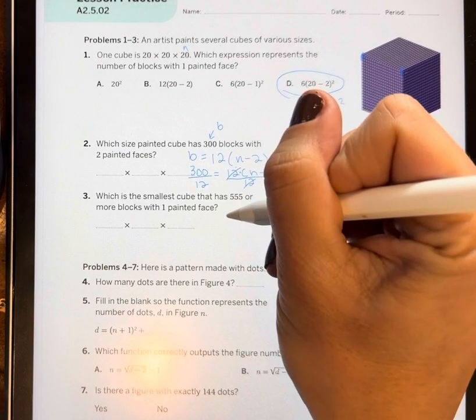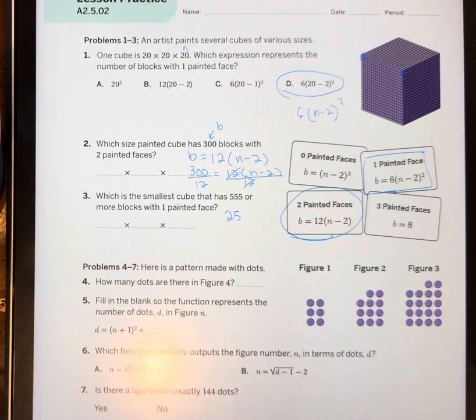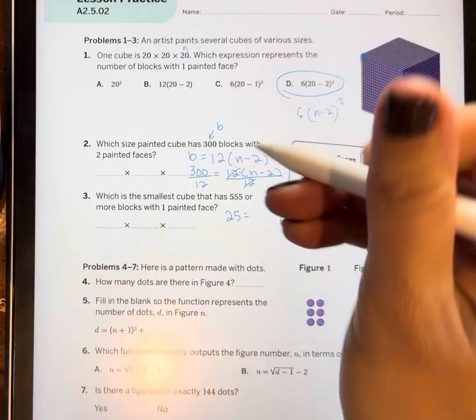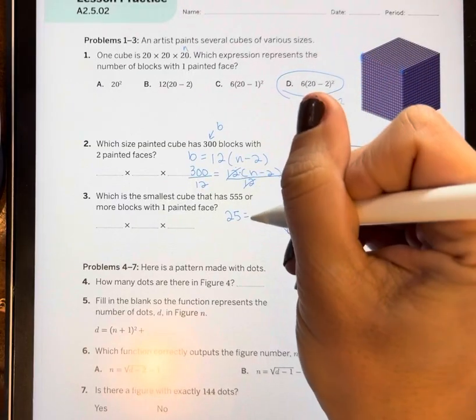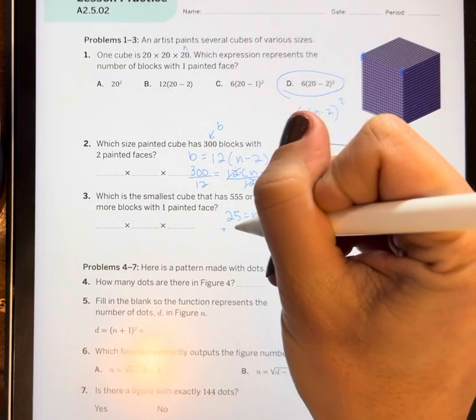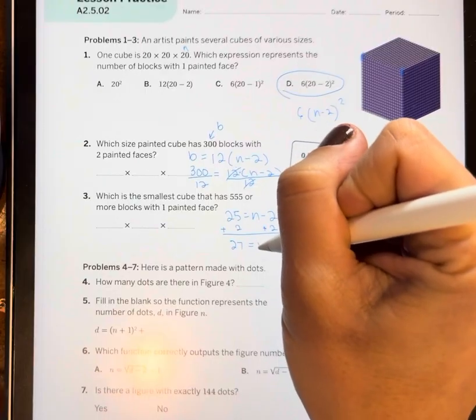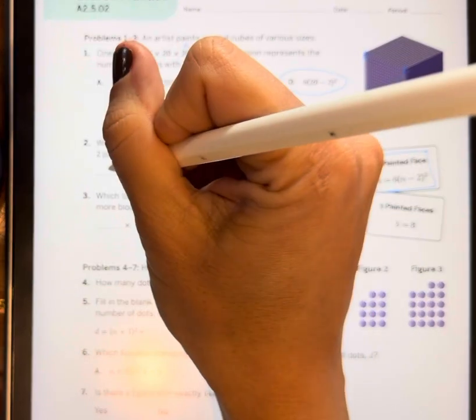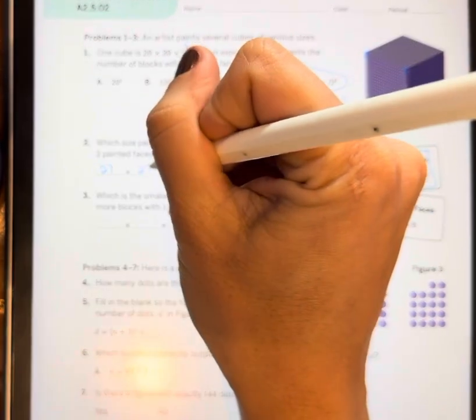12 goes into 30 2 times. I'm sorry, 12 goes into 30 2 times, with 6 left over. Then 60, 12 goes into 60 5 times. So it's 25. I was right. I don't know why I second guessed it. And then that's going to equal, on this side, the 12s cancel, and it equals n-2. Now I just have to add 2 to both sides to get that 27 is n. What that means is that this cube that has 300 blocks with 2 painted faces is 27 by 27 by 27.